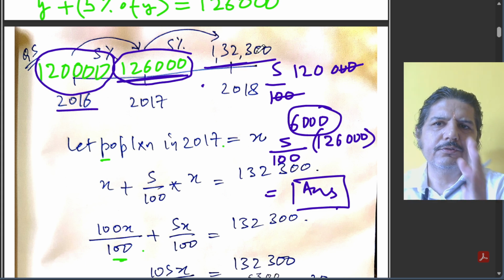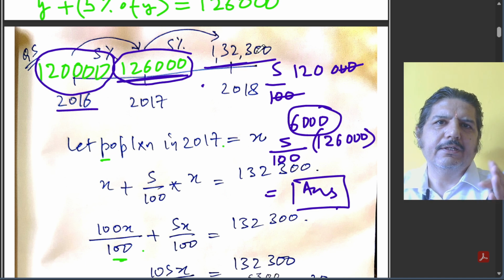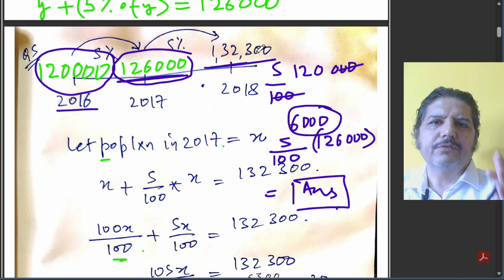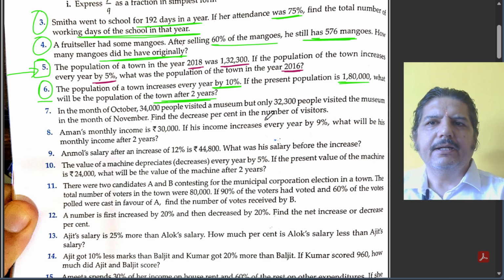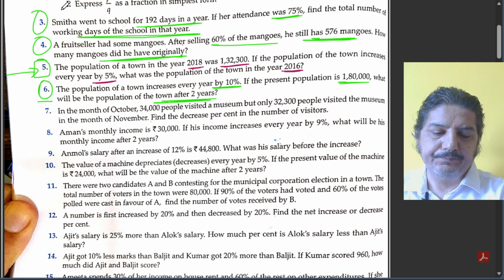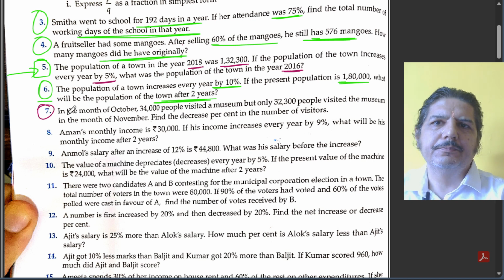So in 2016 the population was 1,20,000. In 2017 it was 1,26,000, and in 2018 it is 1,32,300. So this is how these kind of questions are done, and this is a bit tricky question. And let's move to question number 7.